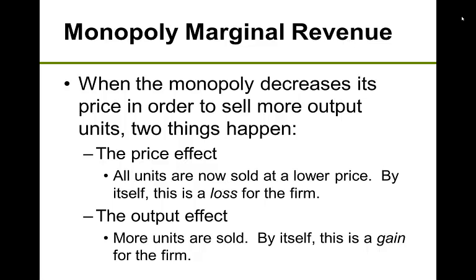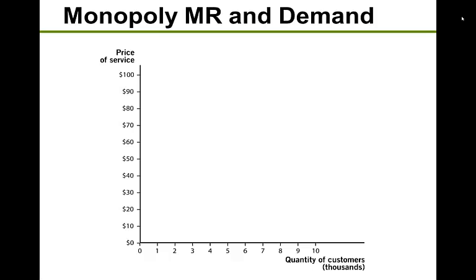So we have these two effects that are working against each other. And whichever one dominates is going to determine whether marginal revenue is positive and revenue is going up, or marginal revenue is negative and revenue is going down. So we can see this graphically.